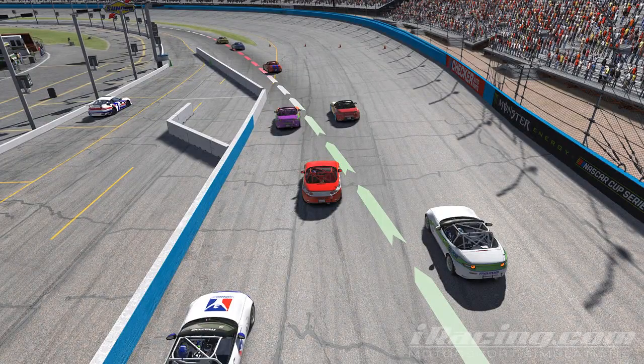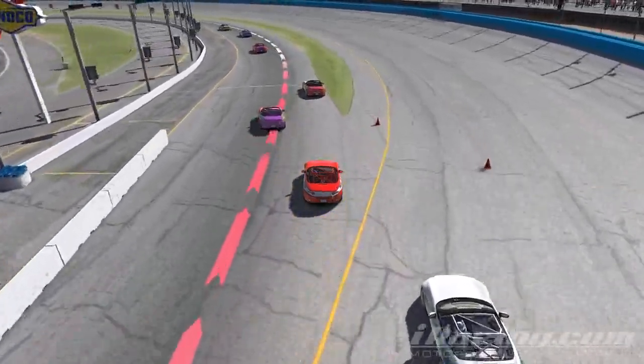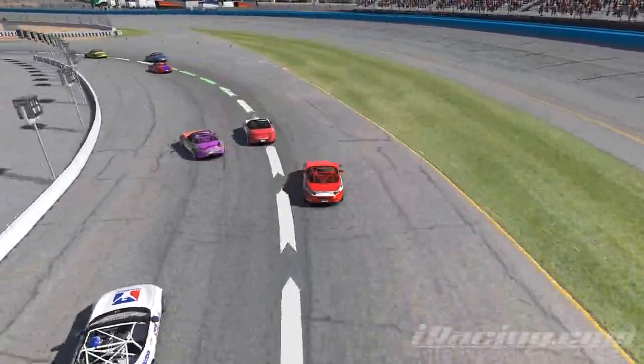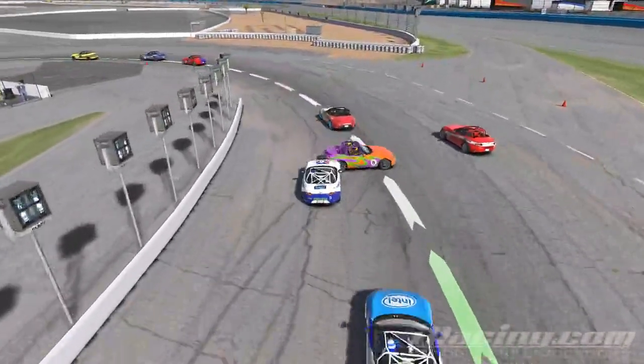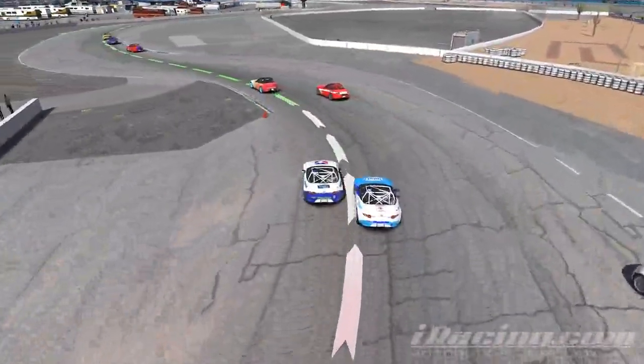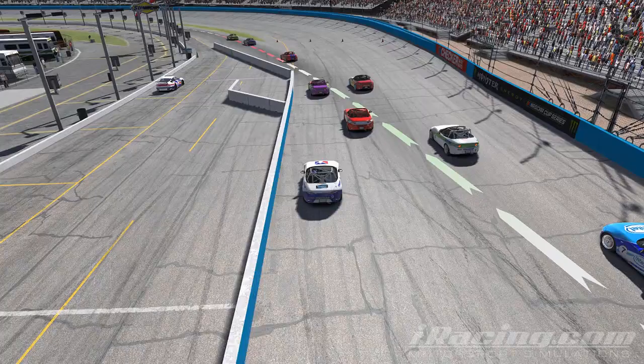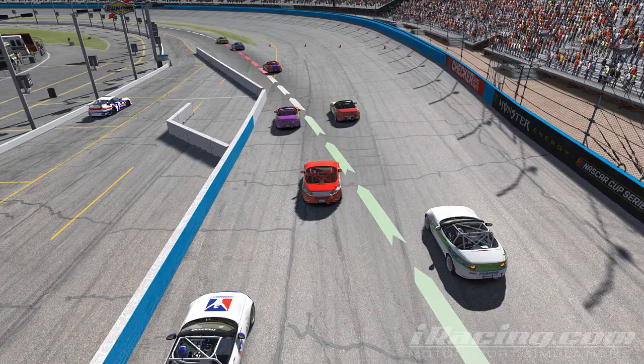Okay, we'll play this through at full speed, then break it down. Okay, so lots of action going on here in this corner, but we want to pay attention here to the red car and the purple car. So these are the two cars involved in the initial incident.